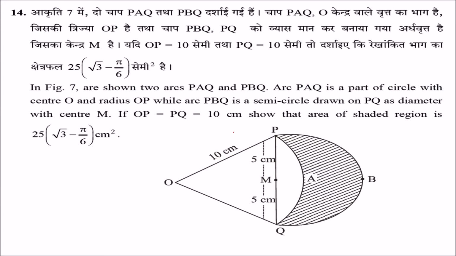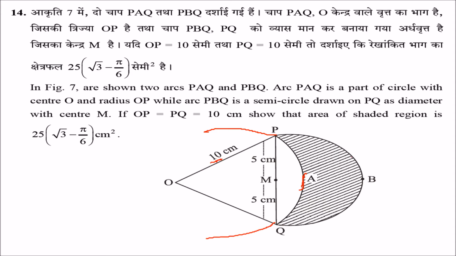Now in this figure, two arcs, PAQ, this is the arc, and PBQ, these are the arc. PAQ is the arc of the circle. It is a part of a circle with center O, with radius OP. This is the radius.